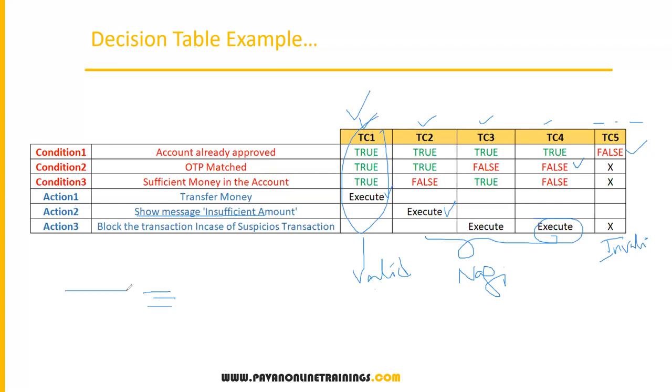Okay, account is already approved, OTP is matched, sufficient amount in the account, and transfer the money. These are the steps to be written, execute. And then what is expected? Like money transfer should be successful. So this is the actual test case which we have to prepare based on the columns. Okay, this will cover each and every combination of the data, condition, corresponding actions. So this is an example of decision table.